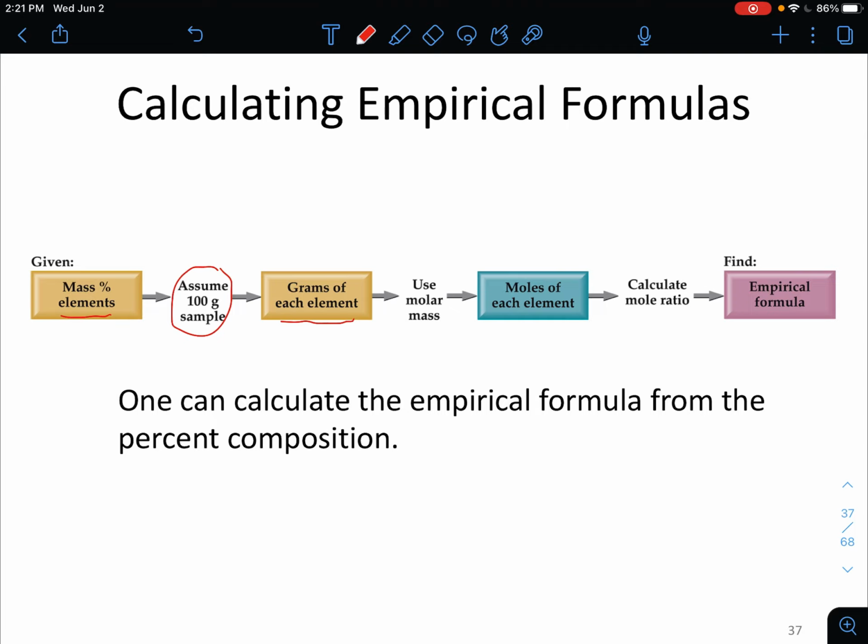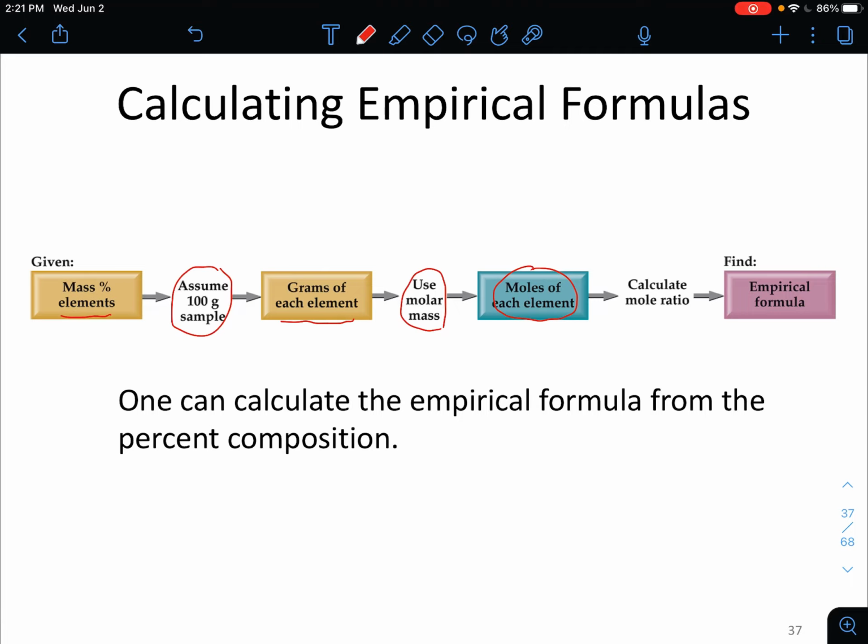So I'll have a gram amount for each component in the formula, and then one by one for the atoms, I'll use the molar mass for that substance and convert it into moles. So then at this stage, I should have mole amounts of each component in my overall formula. In all likelihood, I won't have whole numbers at this point.